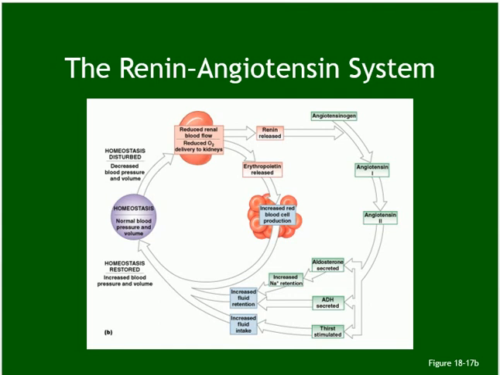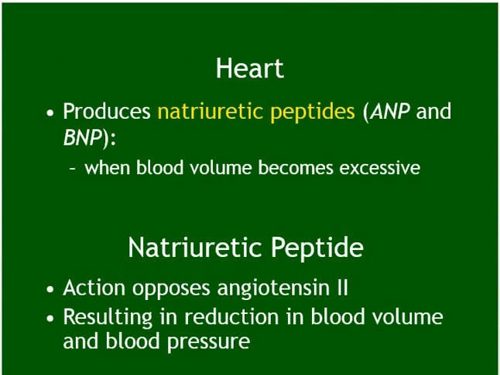We talked about the heart. We talked about the natriuretic peptides, and the natriuretic peptides basically oppose angiotensin 2. And we said angiotensin 2 works through 4 different ways to increase the blood pressure. So obviously natriuretic peptides will reduce the blood pressure, which is the opposite of angiotensin.